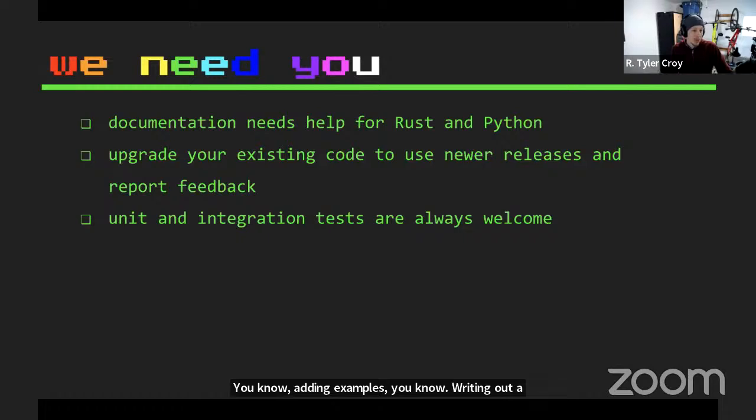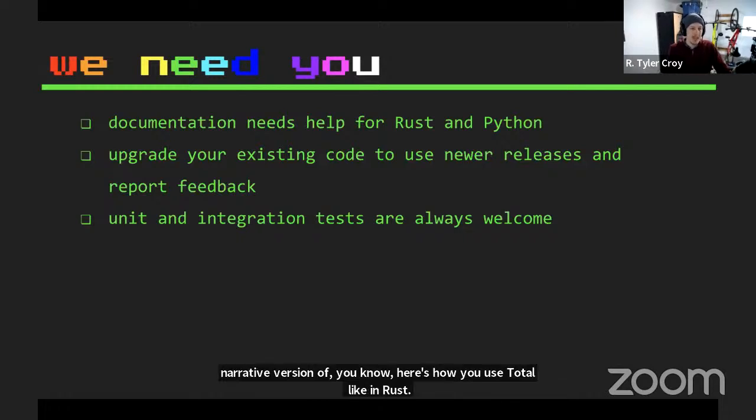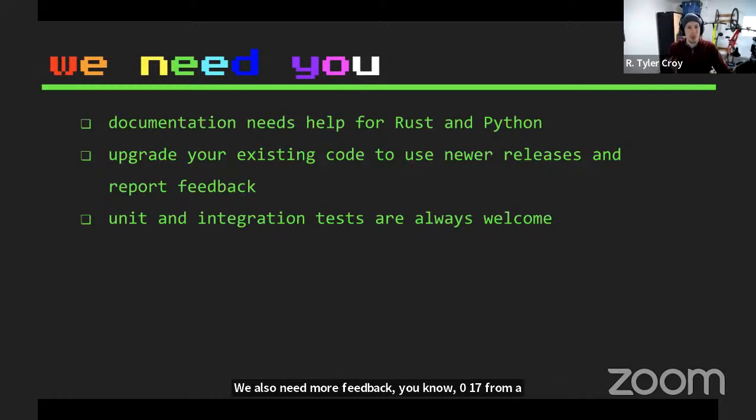We also need more feedback. 0.17 from a Rust standpoint was a big release. So more people adopting 0.17, letting us know how it goes, positive or negative. Hopefully it's positive, but I'd love to have positive signal as well. You can join us in Slack, or if you've got a problem, just report it on GitHub. And if you're feeling like a quality bend, adding more unit or integration tests that represent your use cases in Python or Rust is a really great way to ensure that subsequent releases of Delta RS for Rust and Python properly support the way in which you are using or interacting with Delta Lake.